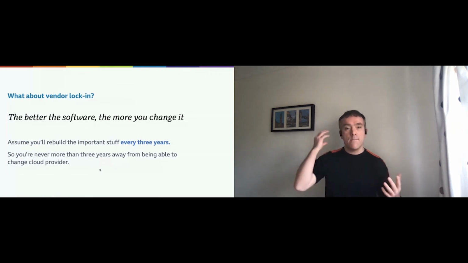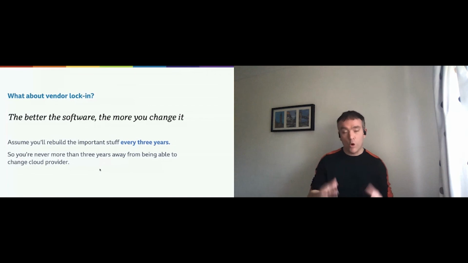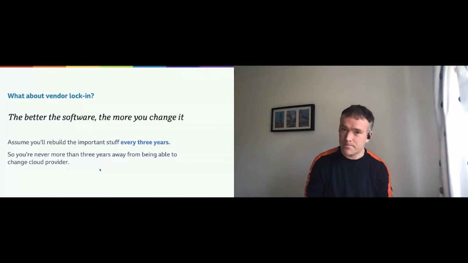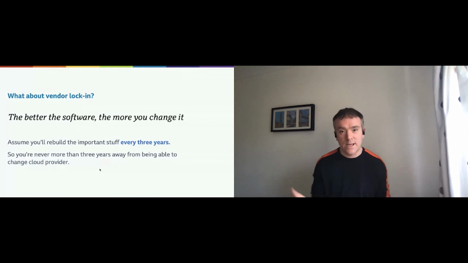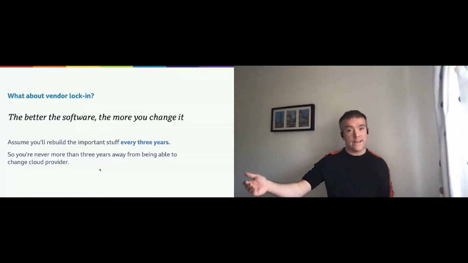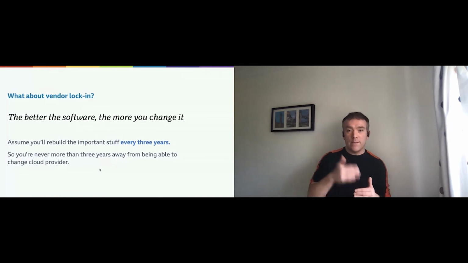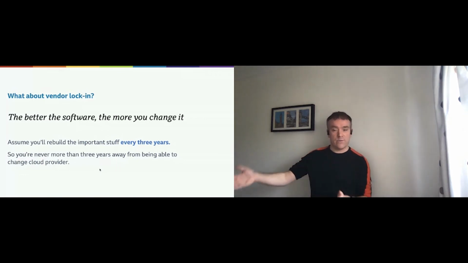So I find that the more important the software you make, the more you're going to be continually changing it. And I do love what some teams in Amazon are saying now, which is that you assume you're going to rebuild stuff every 3 years, because everything is moving so quickly in this world. You can't really predict more than 3 years ahead, and there will be a whole load of changes in technology that means you're probably going to look out of date within just 3 years. So in that situation, you're never more than 3 years away from being able to change cloud provider.